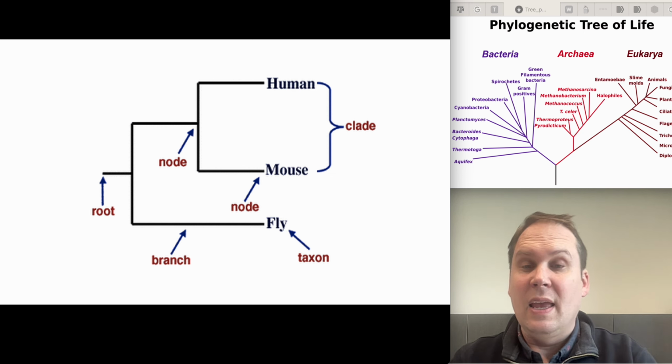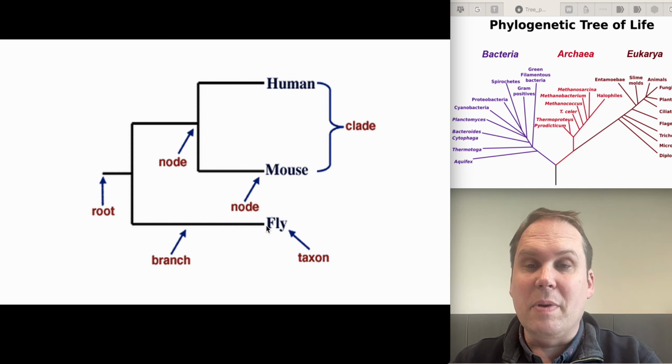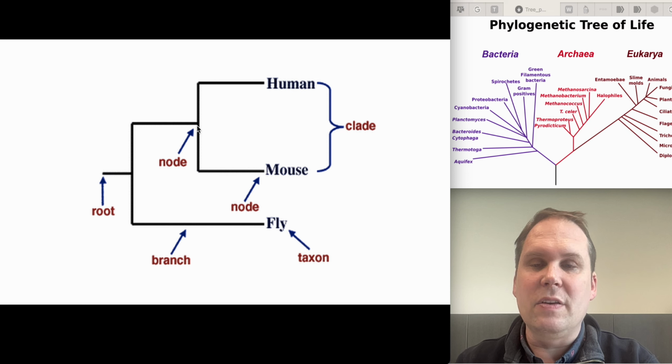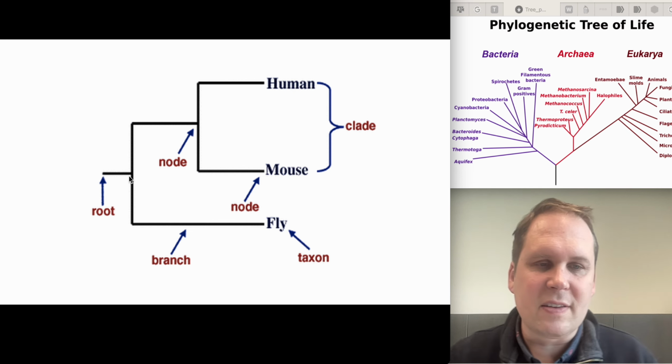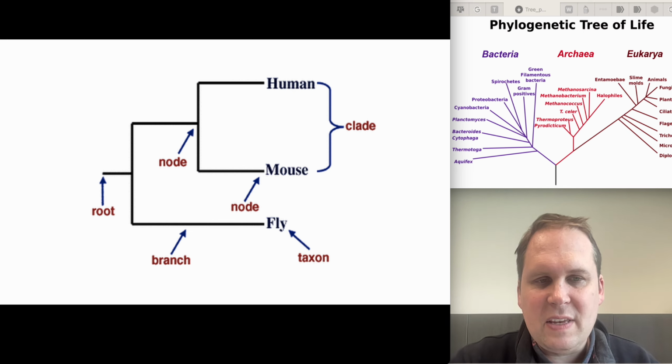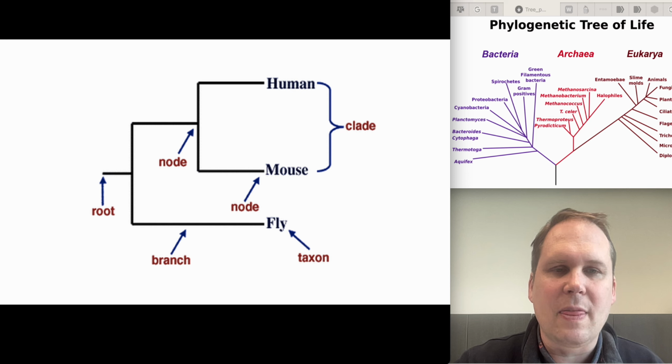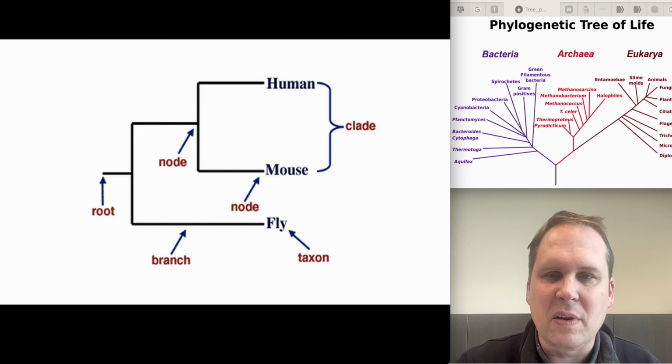So every little stick is called a branch. Every place where these branches connect, or rather where a lineage splits, is called a node. So there's a node here. There would also be a node down here. And sometimes these get drawn as dots. Sometimes you'll see numbers on the node, and that is like a branch support value.